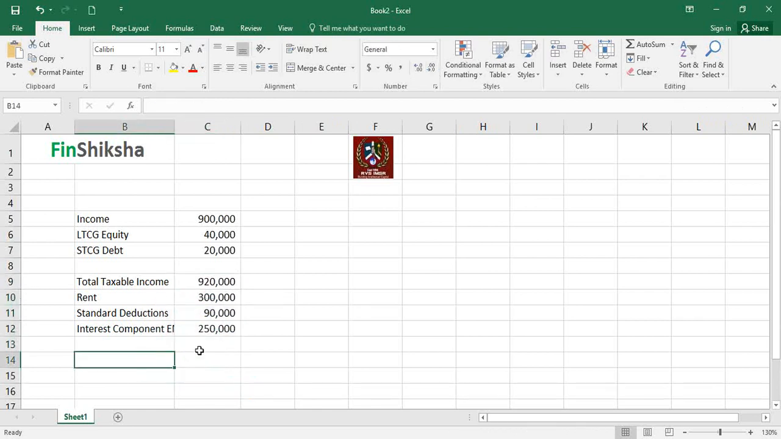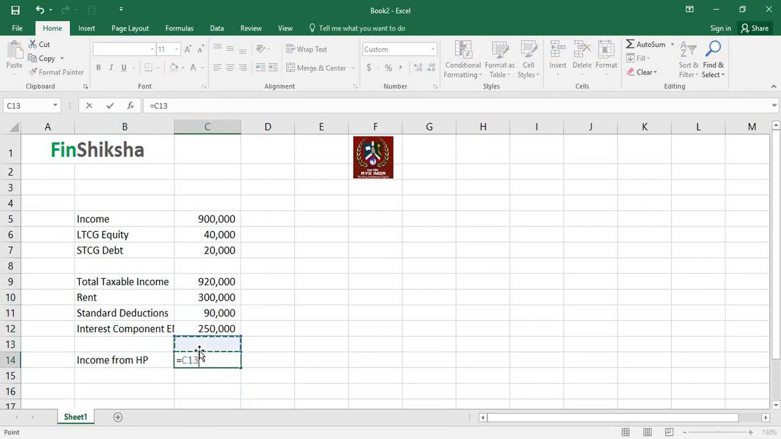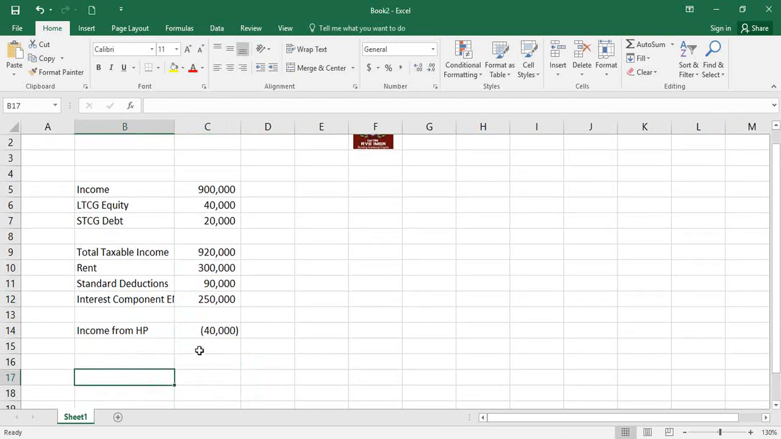So let's find the income from house property. That's 3 lakh minus 90,000 minus 2.5 lakhs minus 40,000 will get subtracted. So taxable income will get subtracted, right? Let's call this A. Let's call this B.